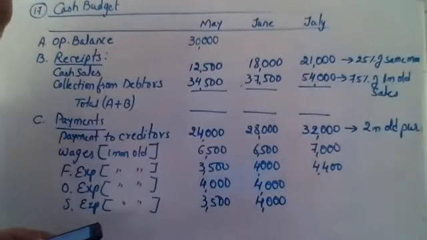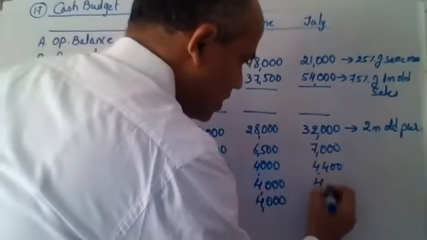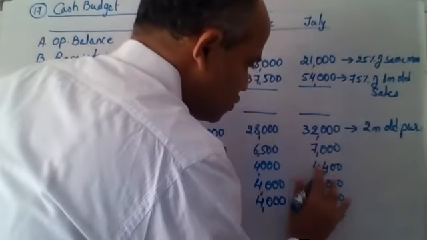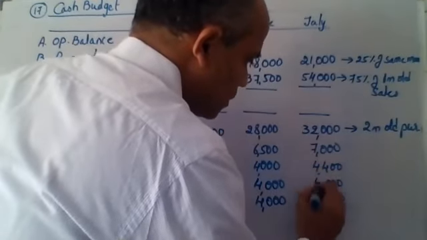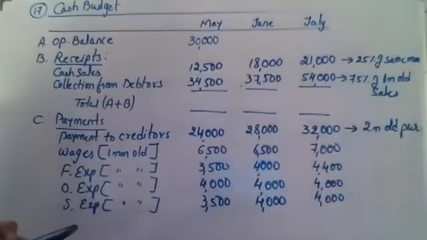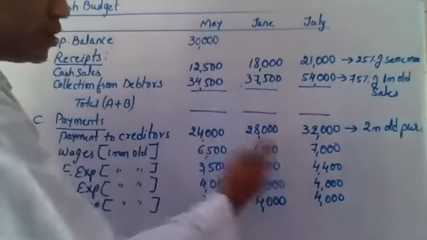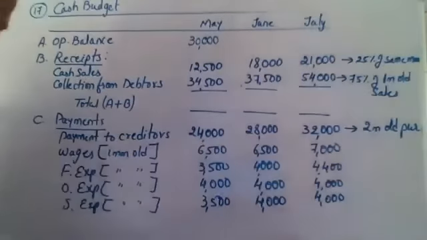June's office expense is 4,000 and selling expense is also 4,000, which I'm paying in July. Hope you understood this. It is 1 month old for May, 1 month old for June, and 1 month old for July.